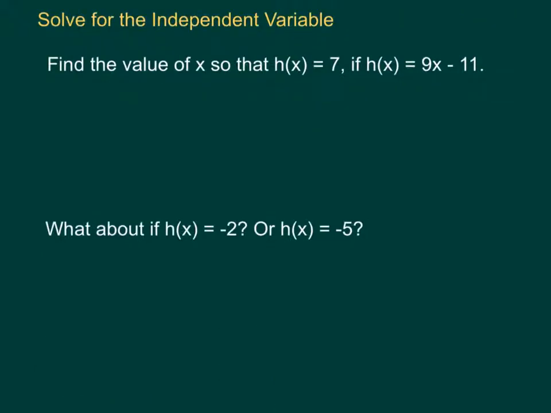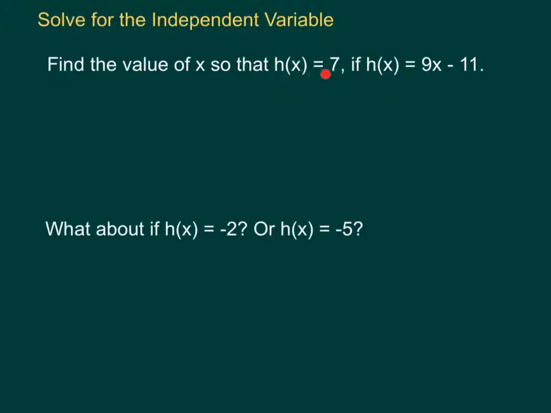All right, so sometimes we're not going to be told what x is, but maybe what the function value is. So in this example, I'm telling you to find the value of x, which is the independent variable, so that h of x is 7. h of x is just another function, and I'm telling you that h of x equals 9x minus 11.